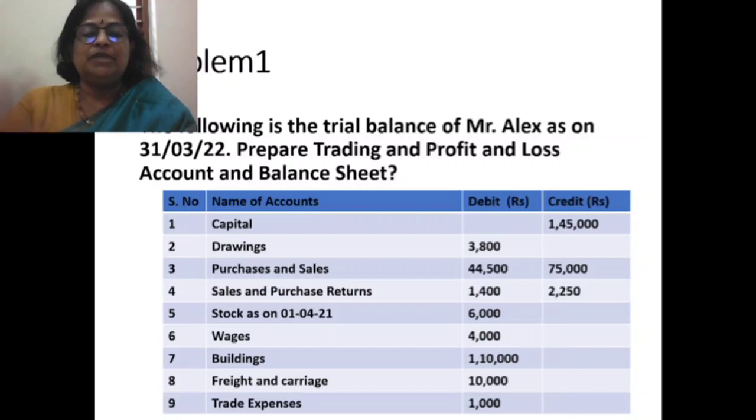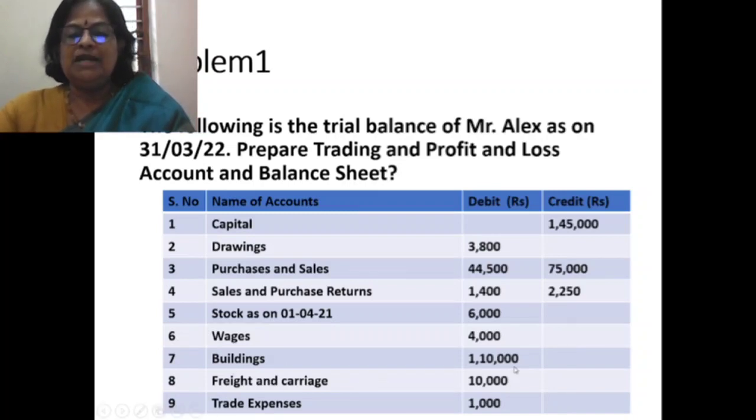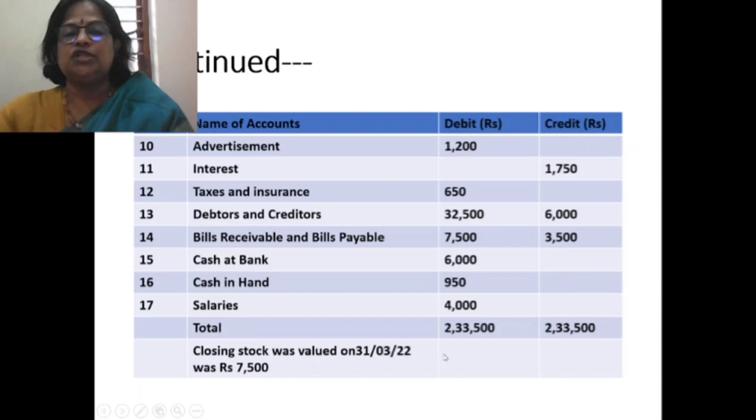So when you're returning, purchase returns 2,250 is credit balance. Opening stock 6,000, wages 4,000, buildings 1,10,000, freight and carriage 10,000, trade expenses 1,000, advertisement 1,200. Interest is credit balance, meaning interest received 1,750. This we will take to the credit side of profit and loss account. Taxes and insurance 650. Debtors and creditors: debit balance is debtors 32,500 and credit balance is creditors 6,000.